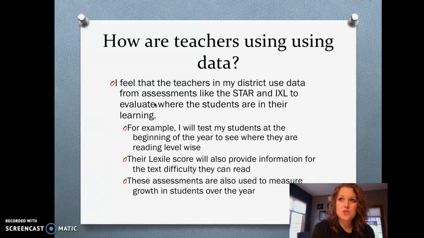Like I said, math teachers use an assessment called IXL or a program called IXL. I'm not completely familiar with that, but from what I've understood from talking with some teachers, it's similar to what the STAR program, STAR test does for English and reading.